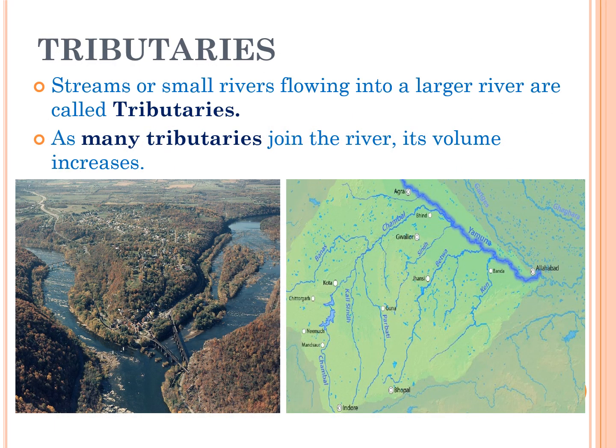As a large river flows, it is joined by small rivers or streams. Such small rivers or streams are called tributaries. They join the large river in its upper or middle course. These tributaries increase the volume of the large rivers, thereby making it broad.